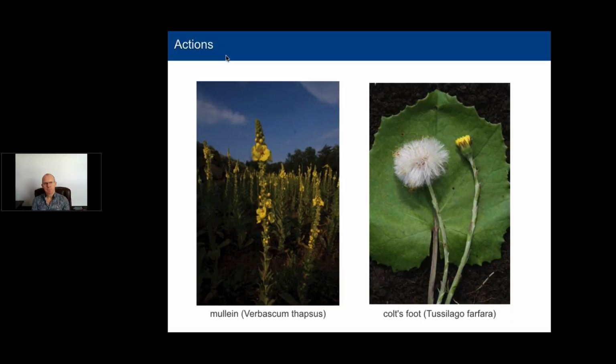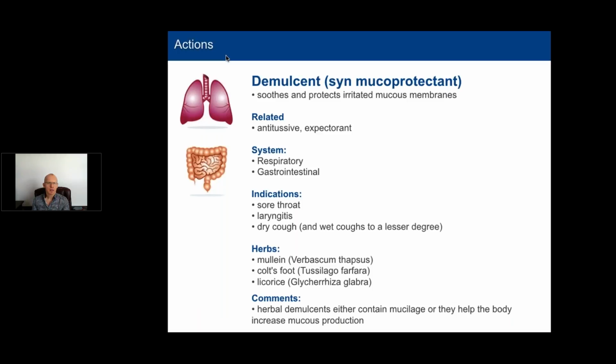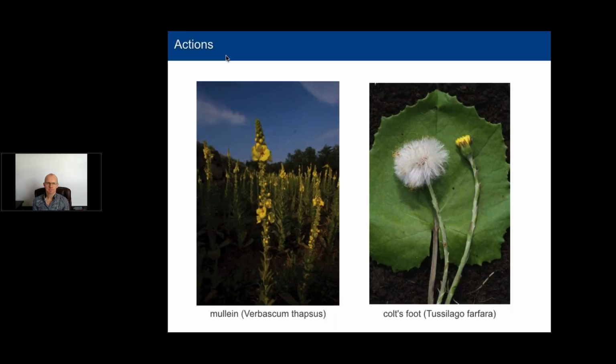Now, I don't know if I mentioned, yeah, licorice does the same thing. So I know that licorice has this effect of stimulating mucus production in both the gastrointestinal tract and also in the respiratory tract. And I suspect there's less research on mullein and coltsfoot, but I know that they both have that effect as well.